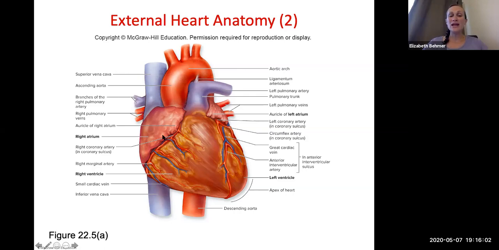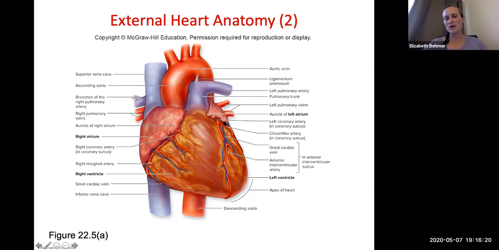So the right atrium is covered with the auricle. And remember, the auricle of your ear was the exterior part of your ear. So that's where that name comes from. It's just a flap of tissue covering your atrium. The right ventricle is right below the right atrium, and then you have a left atrium and a left ventricle.